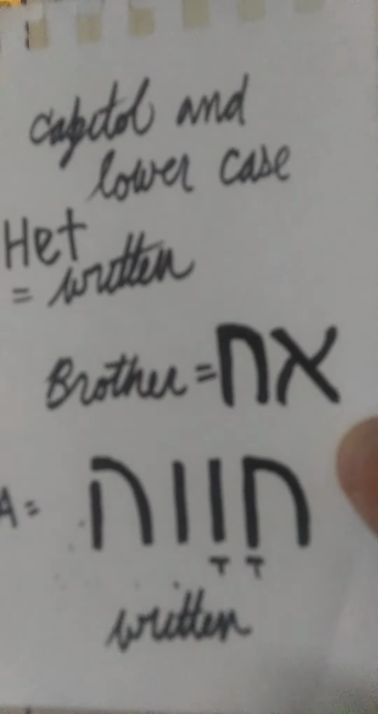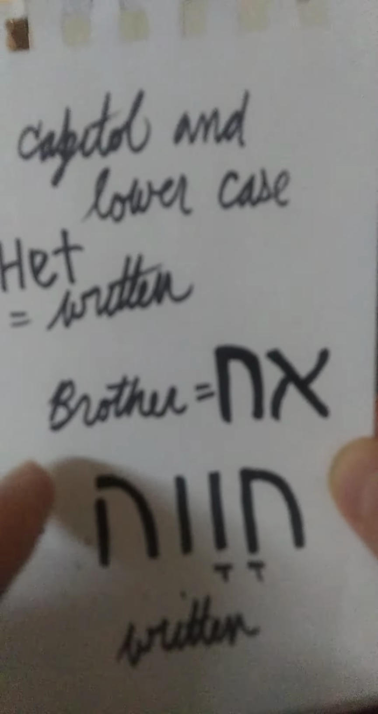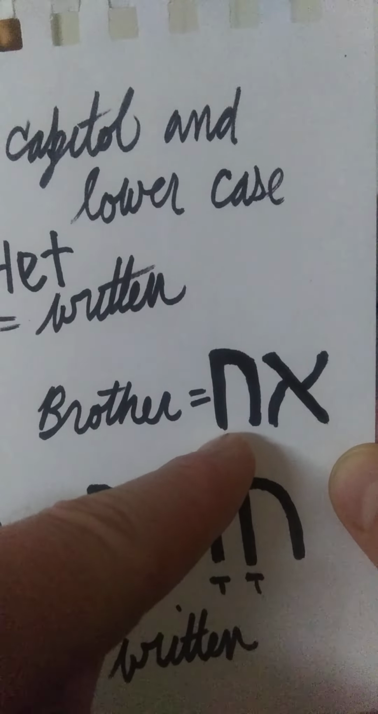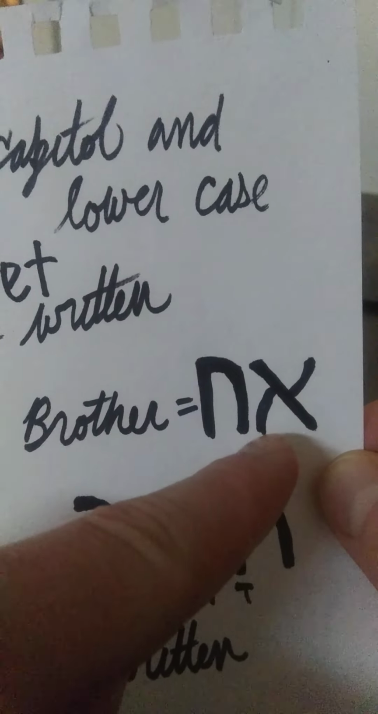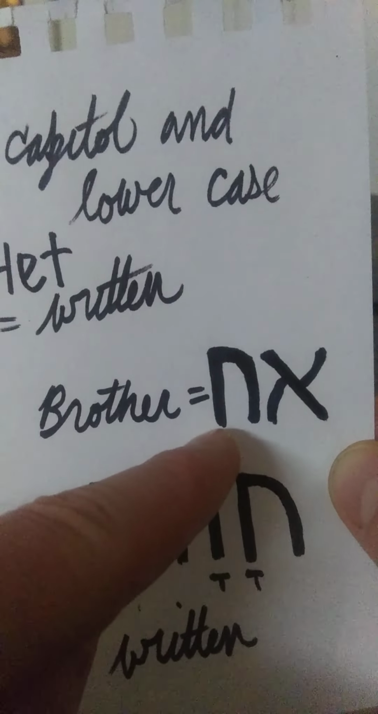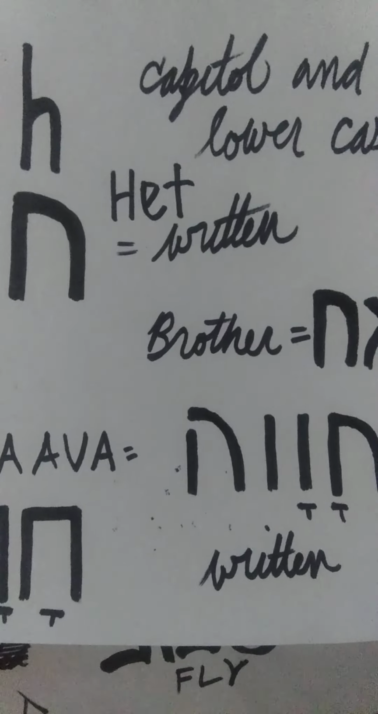So now we are learning probably our 10th word. This is brother, see? But you would read it this way. Het. Wait, so an alef and a het. I don't know how you pronounce that.